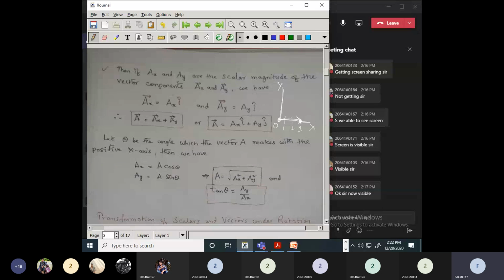Now from this point, after reaching the 3 units along x-axis, he deviated towards the y-axis, and he again moved 3 units distance: 1, 2, 3 units along the y-axis. That's why this particular point will have the coordinates 3, 3. Now we are going to join like this.